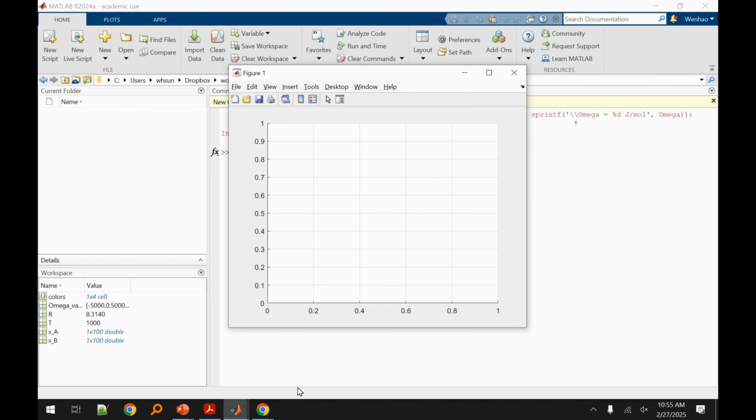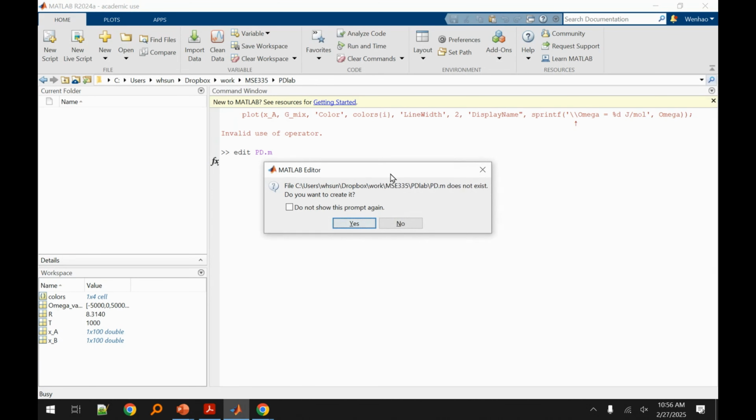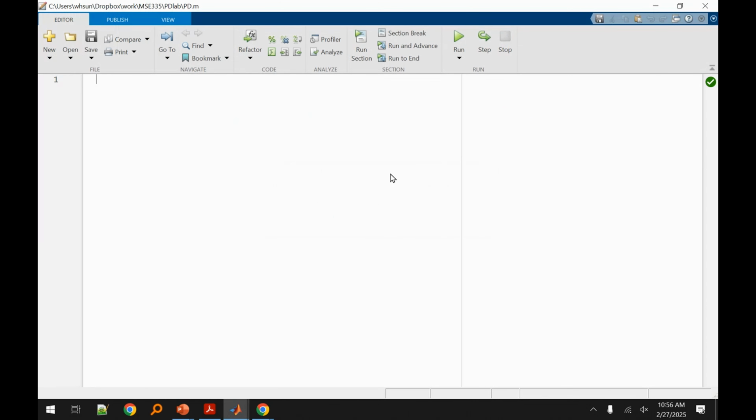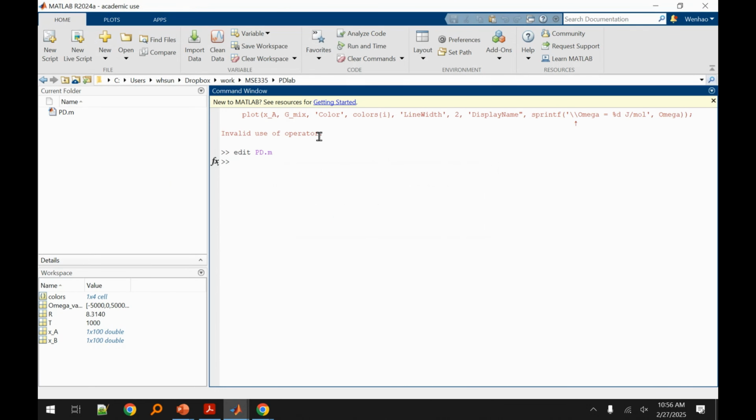Invalid use of operator. I tell students that, and some students aren't so strong in MATLAB, where they don't know to copy and paste and create a new M file. So I'll say like pd.m. I'm going to create an M file, which is just a script that I can run and edit and diagnose as I need to. So I come over here, I see invalid use of operator. I can literally copy this into ChatGPT to see what it says.